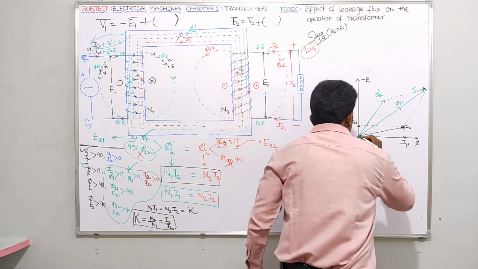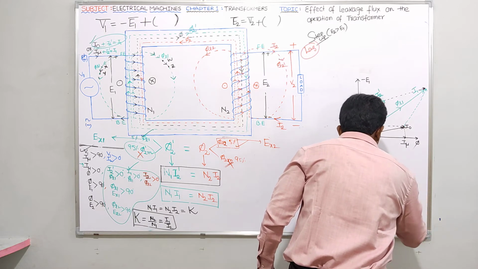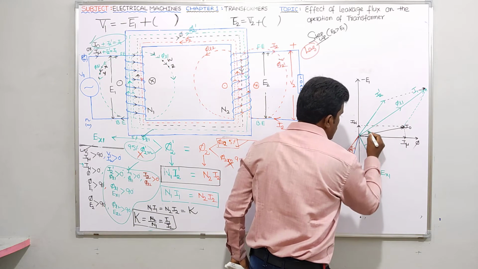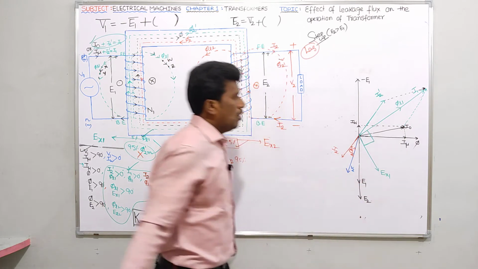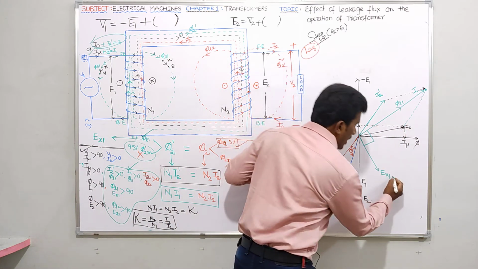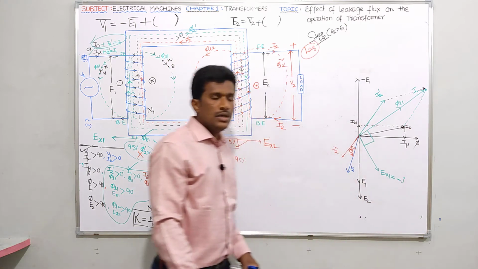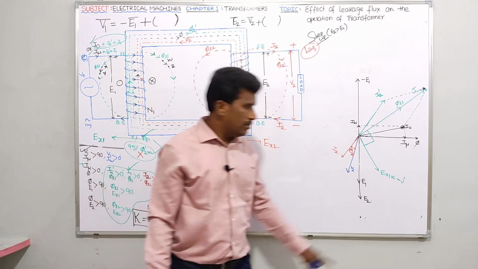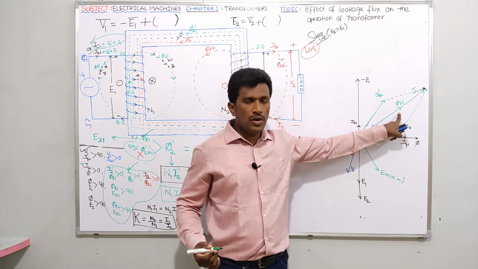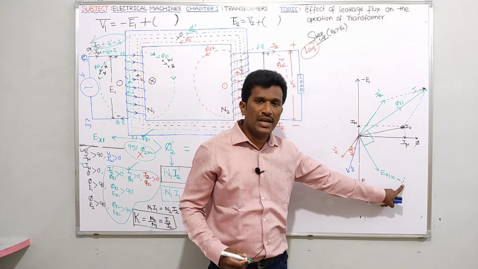So write Ex1 lags flux pi L1 by how much angle? 90 degrees. Let me show the angle clearly, also 90 degrees here. Since Ex1 lags pi L1 by 90 degrees, we can use this relation: minus j. Is there anything wrong in that? No, because Ex1 lags pi L1 by 90 degrees. Lagging is indicated by the minus symbol, and 90 degrees I indicate with j, minus j.